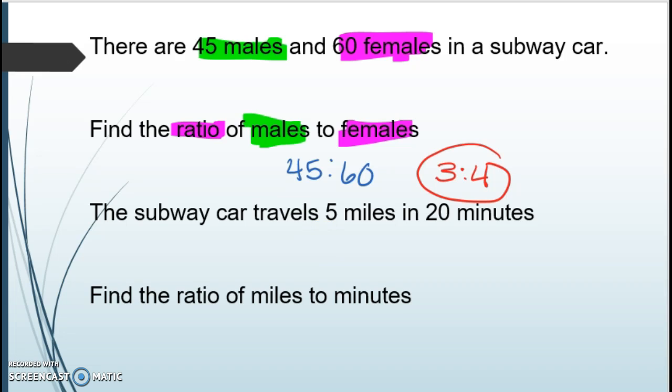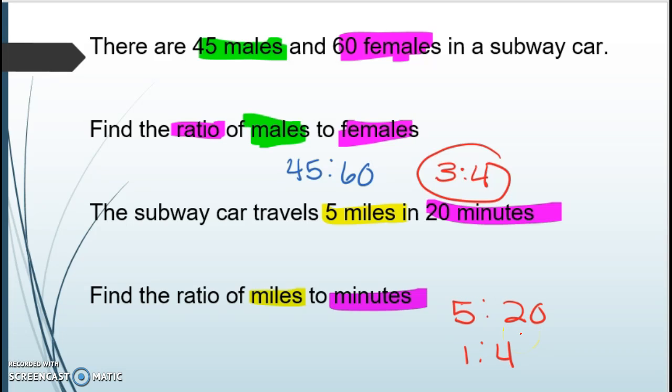So here it says a subway car travels 5 miles in 20 minutes, and we need to find a ratio of our miles to our minutes. So we have 5 miles, 20 minutes, but again, that's not most simplified. We can take a 5 out of both of those numbers, and we would have a 1 to 4 ratio. Like I said before, go ahead and pause me if you need time to write this down, and then we'll move on.